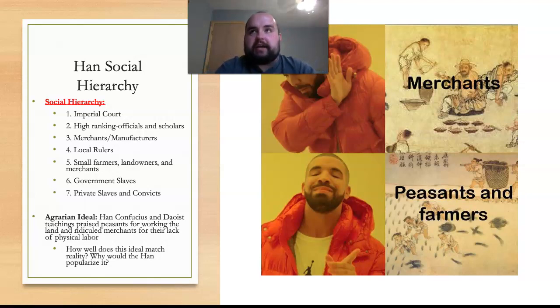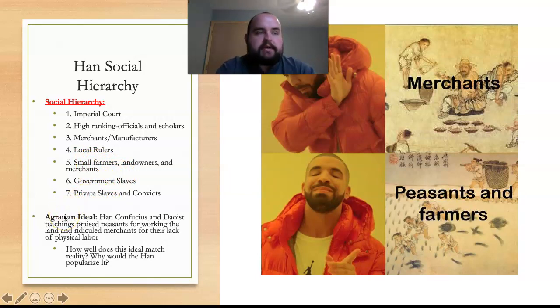But yeah, the social hierarchy was essentially the same thing we've already looked at. The imperial court was at the top. You'd have high-ranking officers or officials and scholars below them. You'd go down to the merchants, local rulers, small farmers, slaves, and private slaves and convicts.